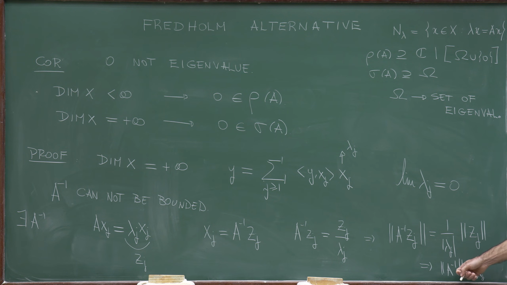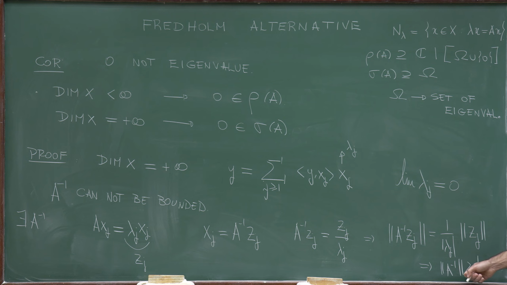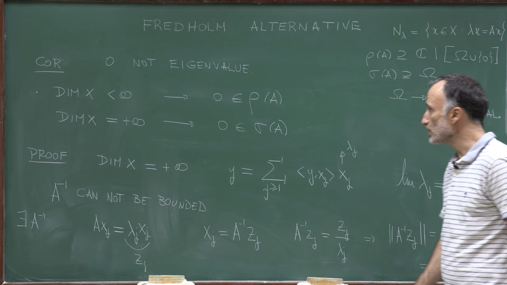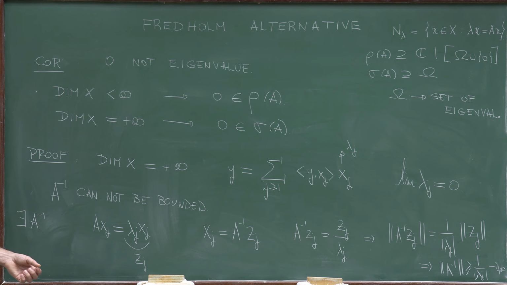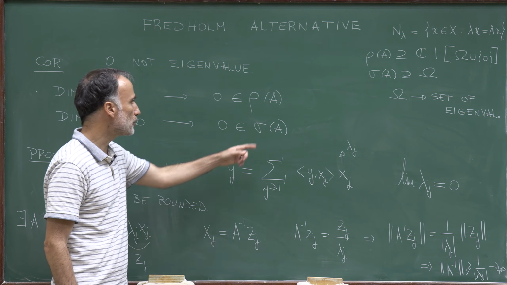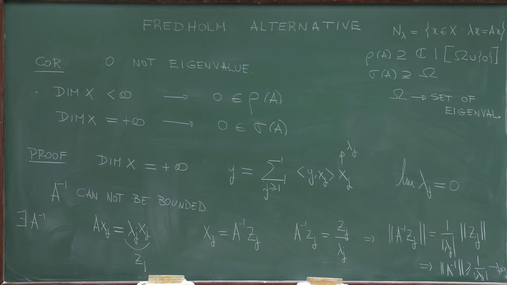Since the norm of A minus 1 is the supremum of all that, what I get is that the norm should be larger than 1 over lambda j, but the lambda j's are going to 0, and here I have a norm, and this is going to plus infinity, so the norm has to be infinite, which means that 0 is not an element of the resolvent, and therefore it is an element of the spectrum. So let me repeat the argument.